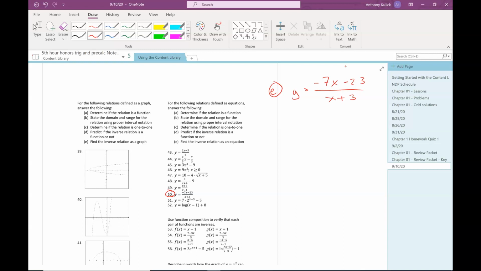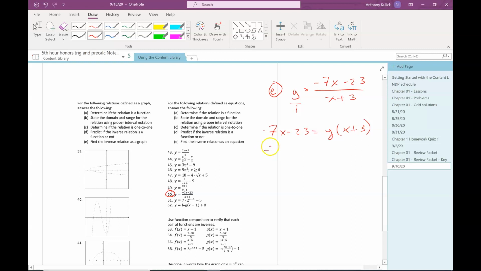The trick here is that I have x's in two locations, and one of them's in the numerator and the other's in the denominator. So it's maybe a little unclear at first glance what to do. The first thing I would do is get rid of the fraction. So the easiest way when you have a ratio like this, where one fraction is equal to another, is to cross multiply. Remember, cross multiply is a solving technique, not a way we multiply fractions. So when I do that, I get -7x minus 23 is equal to y times the quantity, x plus 3.